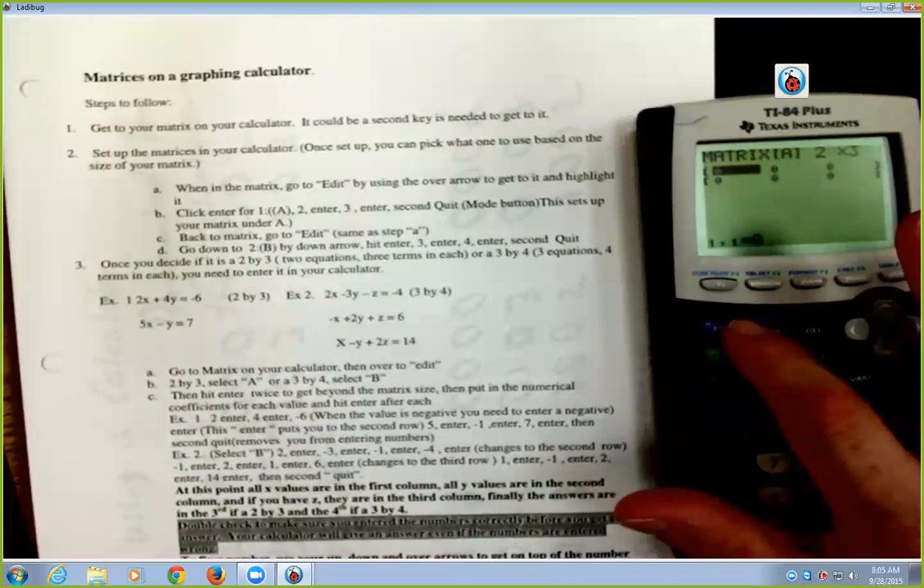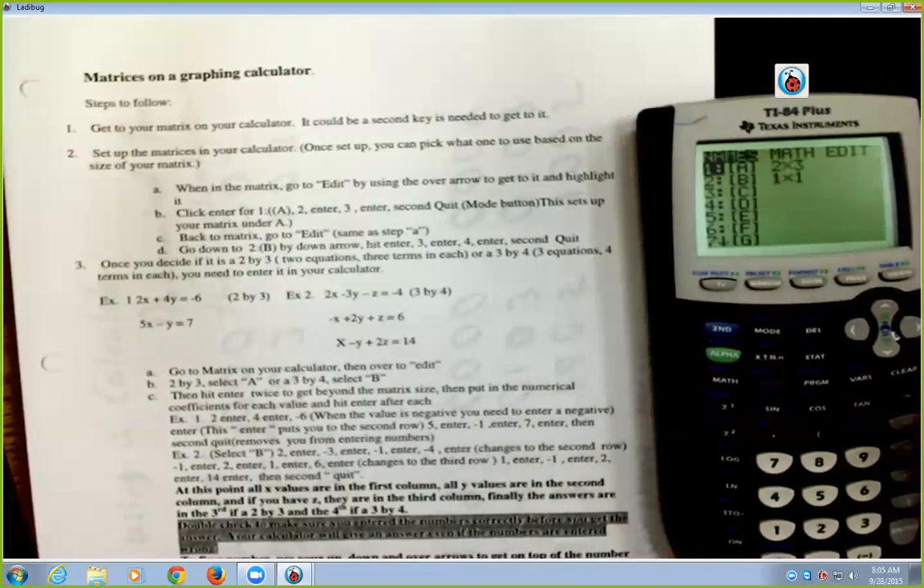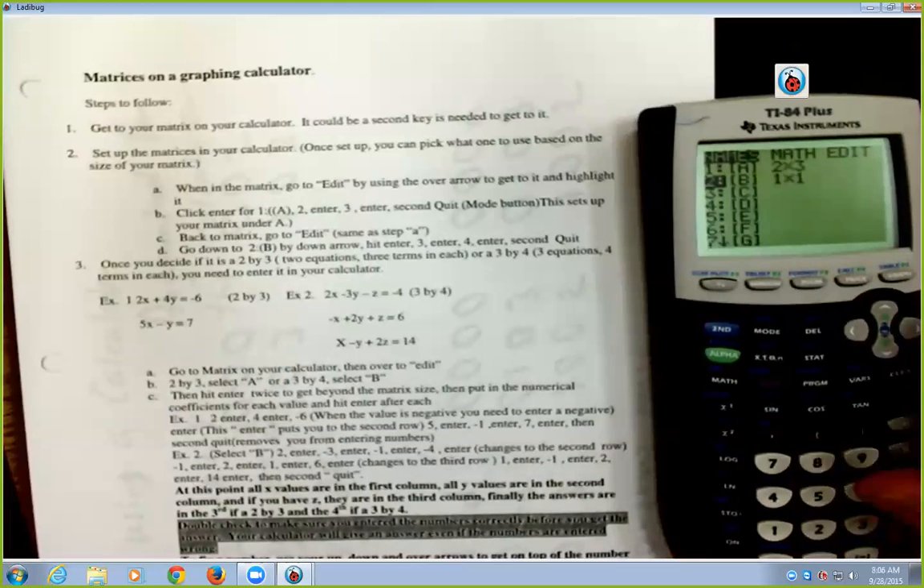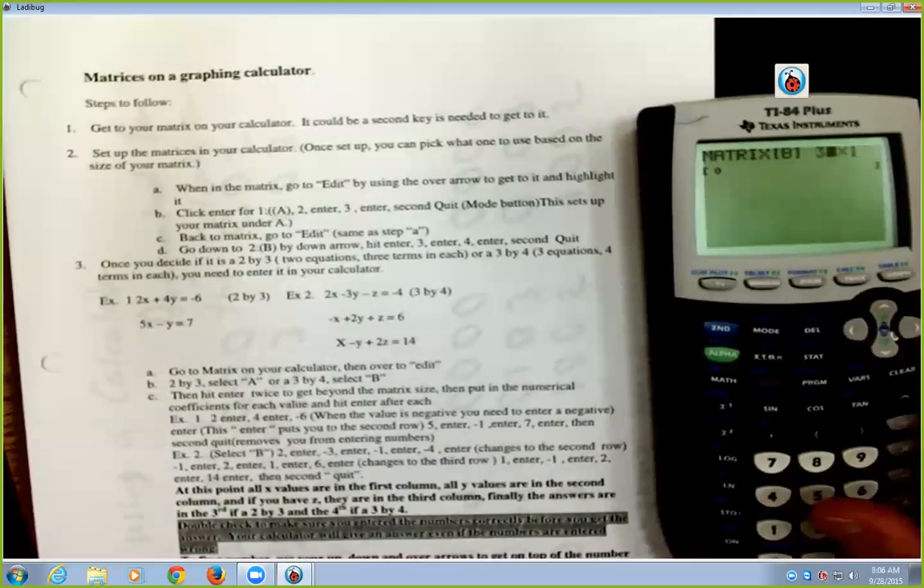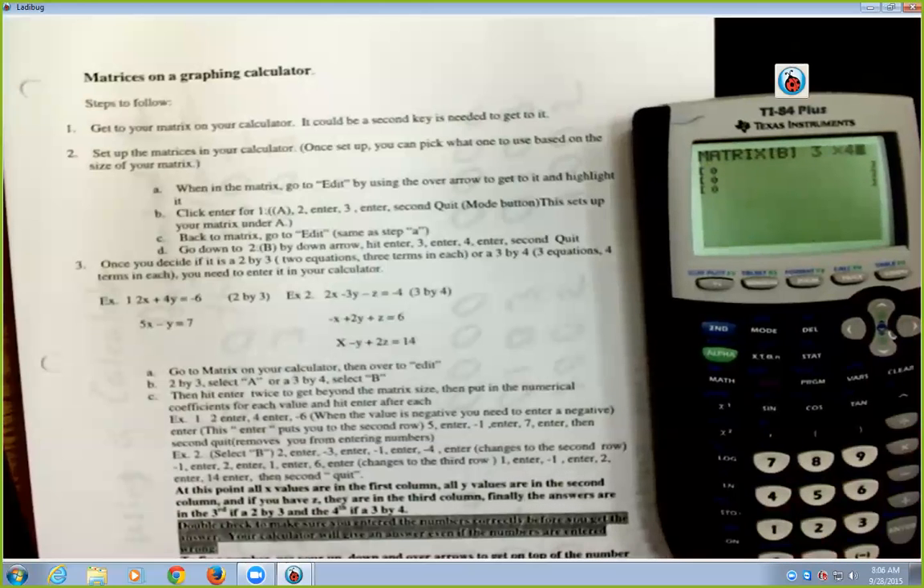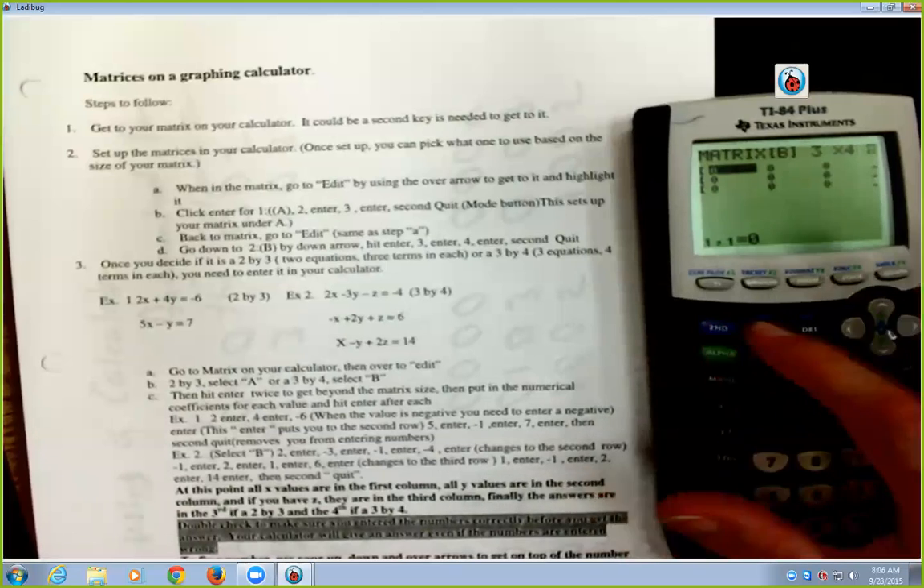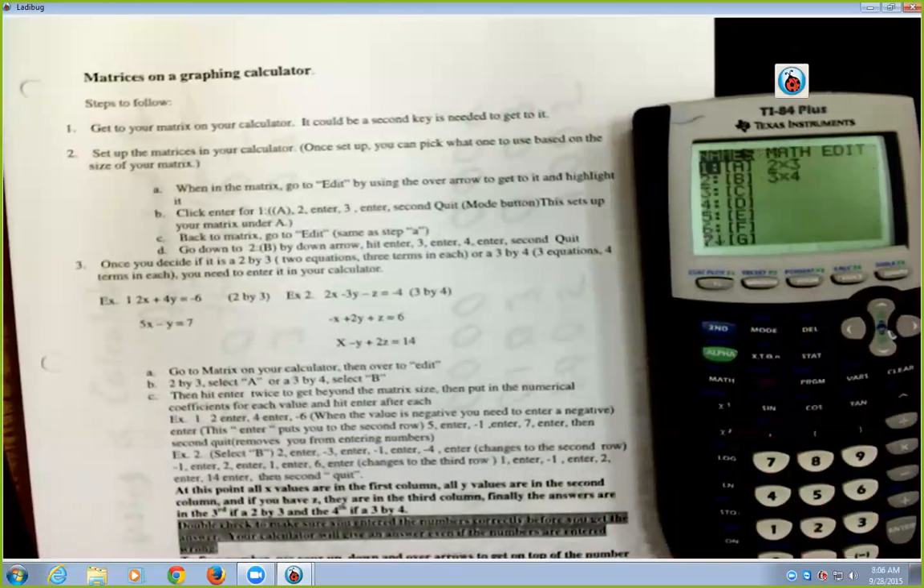And then I'm going to go second quit, second matrix. Now I'm going to go down to B. So this is where you guys should all be. So go down to B, go over to edit, then go down to B, and then pull that up. And we're going to do a 3 by 4 matrix for that one. And these are locked in now. They're your A and your B. So when you're doing matrices, and if I go second quit, second back to matrix, it's going to have those set up in there, okay?